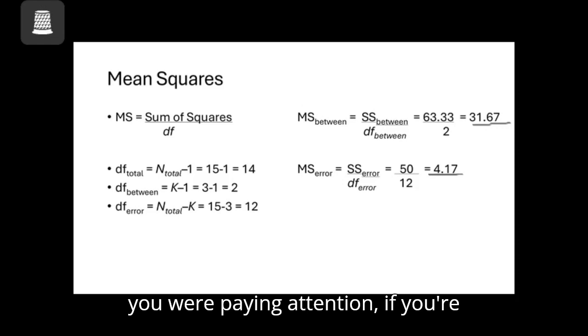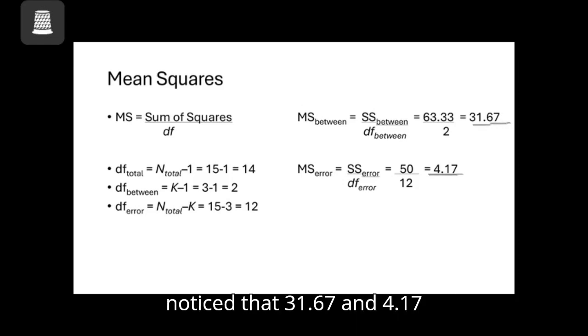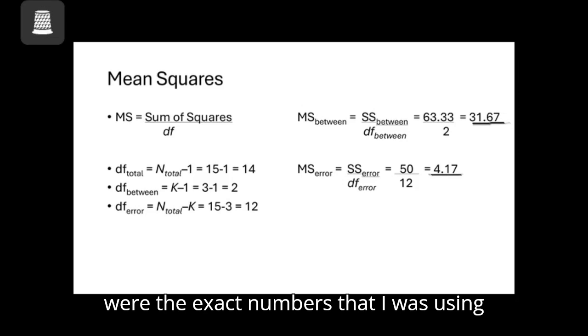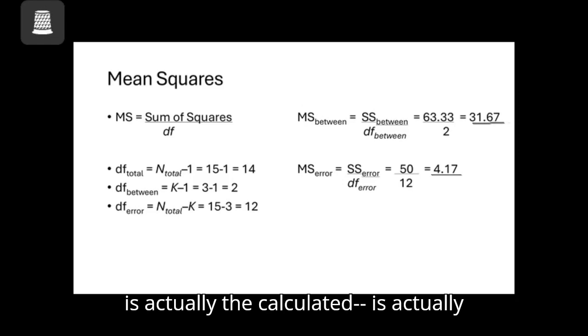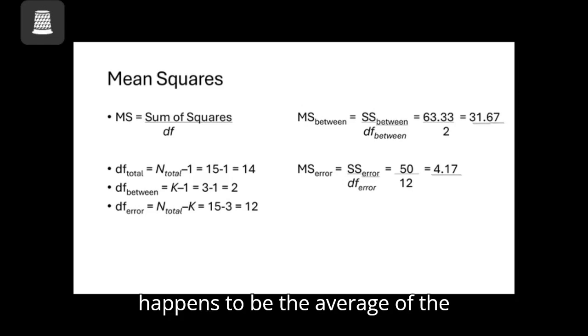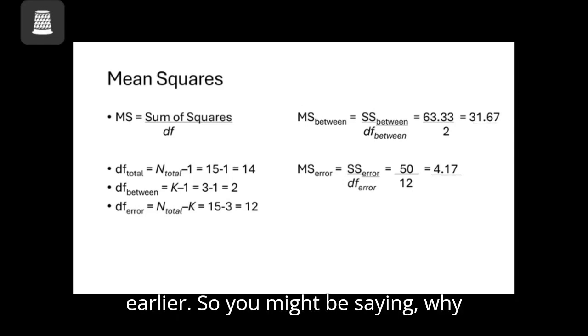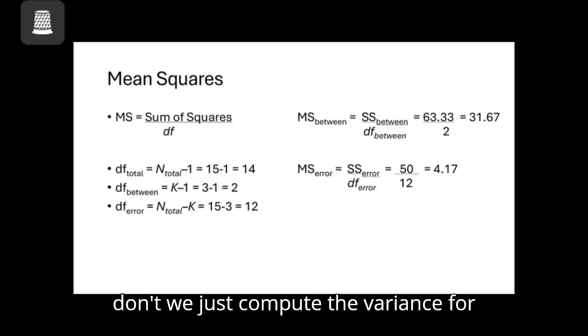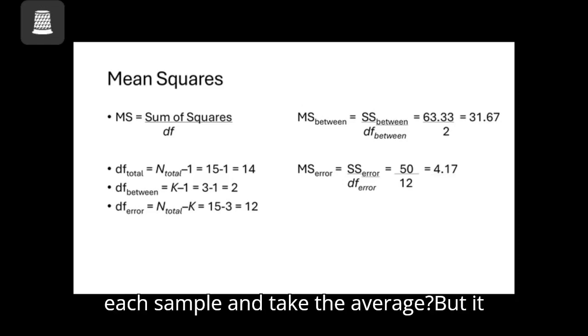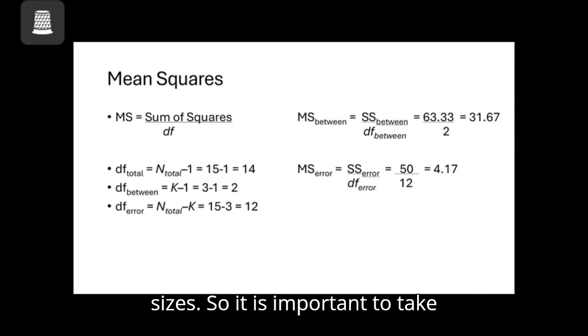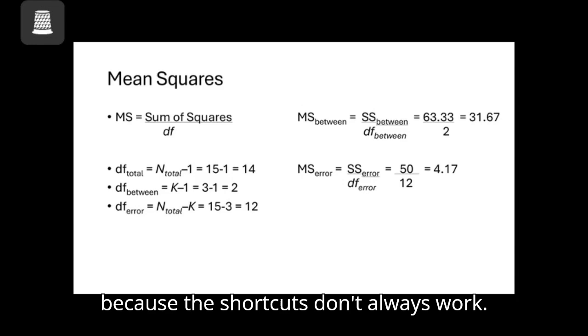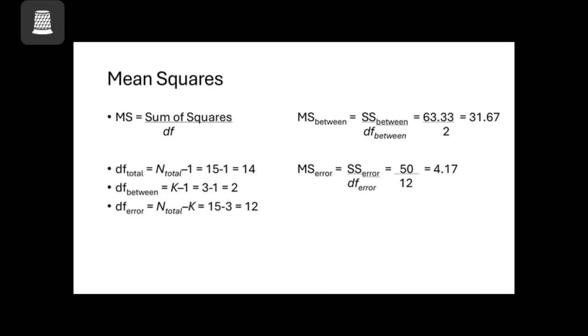Now, if you're paying close attention, you probably noticed that 31.67 and 4.17 were the exact numbers that I was using way back at the beginning. 4.17 is actually the mean squared error, but it also happens to be the average of the variances that we were looking at earlier. So you might be saying, why don't we just compute the variance for each sample and take the average? But it doesn't always turn out that way, especially when you have unequal sample sizes. So it is important to take the full steps and not take shortcuts, because the shortcuts don't always work. This one just happened to.